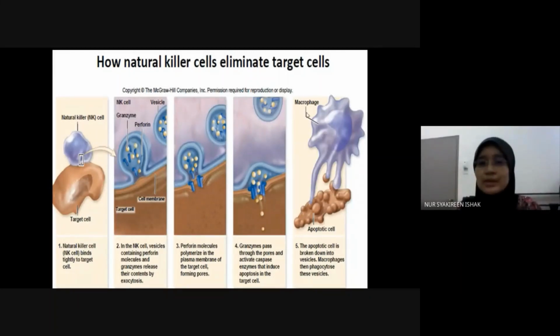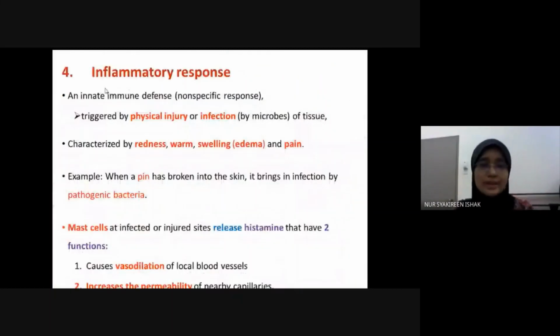So as you can see here, you have macrophage that will come and then digest the cell debris of the infected cells, and also once the infected body cell has been destroyed, it exposes the pathogen in the infected body cell, and also the pathogen will be engulfed by the macrophage. And then the next one is the last one that falls under the second line defense.